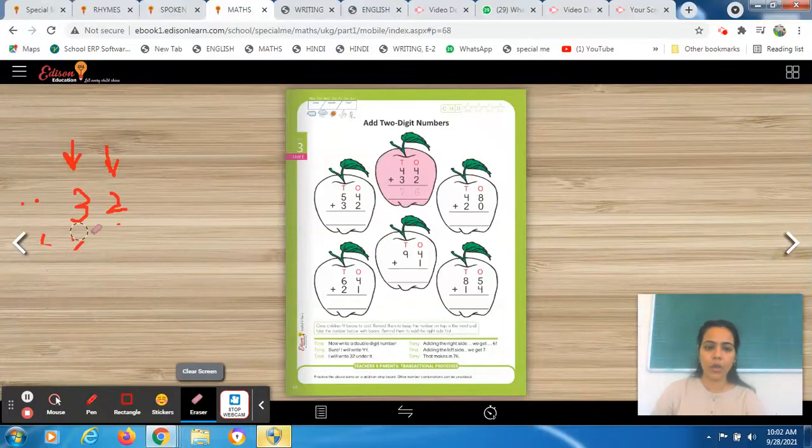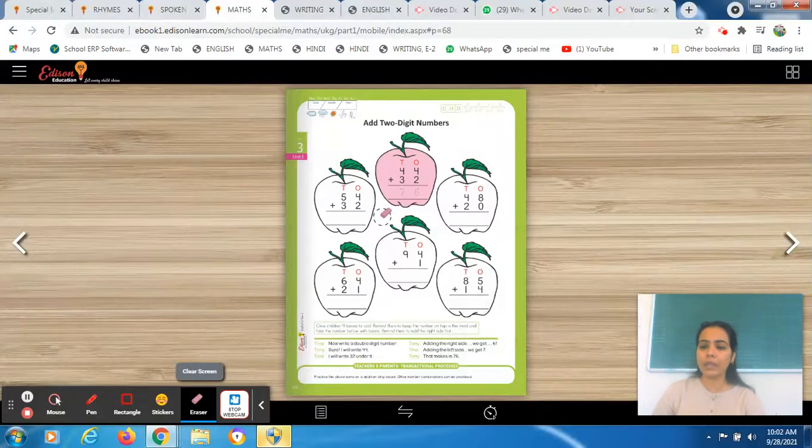All right, students, so here, if you see this worksheet carefully, what you will observe is there are lots of apples given over here and there are sums, different sums with different numbers. So we have to solve those sums, okay?